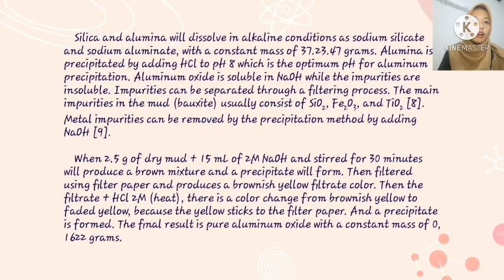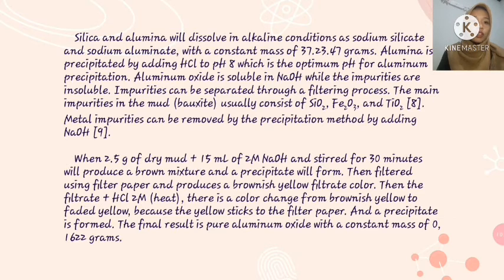is reacted with hydrogen chloride 2 molar and heated. There is a color change from brownish yellow to faded yellow because the yellow sticks to the filter paper and a precipitate is formed. The final result is pure aluminum oxide with a constant mass of 1622 grams.